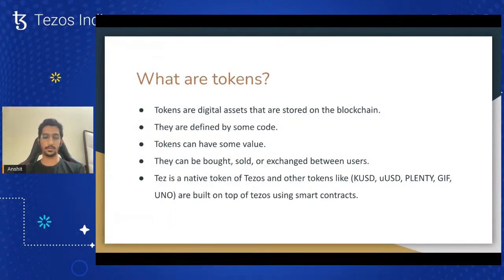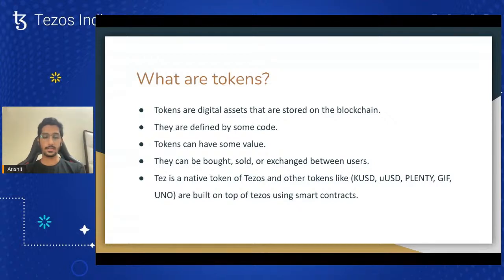Okay, so what are tokens? Tokens are digital assets that are stored on blockchain. These are defined by some code on the blockchain. If it's a native cryptocurrency of a blockchain, its code is defined in the blockchain itself. But otherwise, if we are going to create our own tokens on top of it, we need to create a contract for it, and it will define how the token will work.